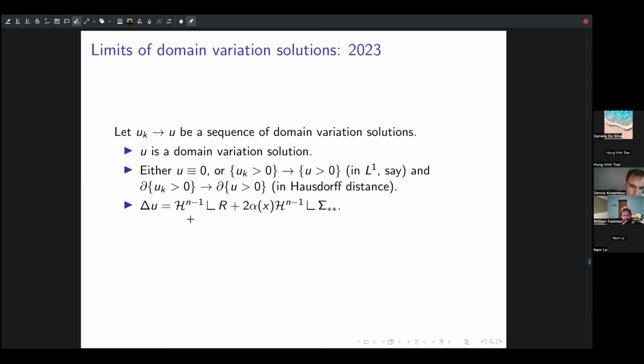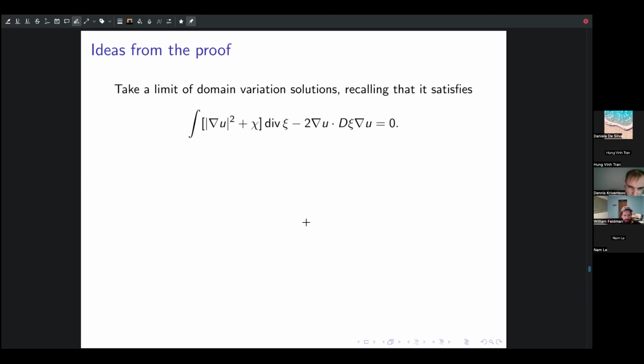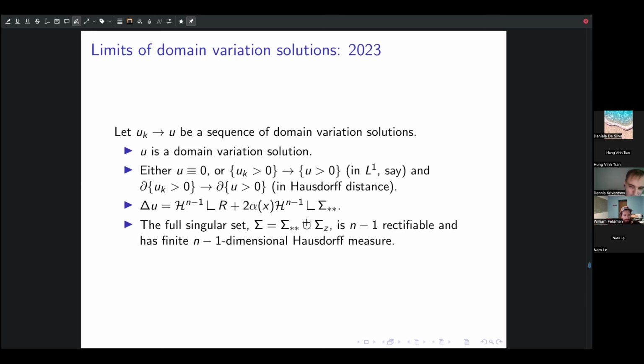We now have the formula for the Laplacian, which is the previous formula without those terms, so the measure there is zero. And the full singular set has locally finite n-1 dimensional Hausdorff measure and is rectifiable. This theorem is not saying that sigma z is codimension 2. I don't know how to prove that, but it is saying that it's at worst codimension 1 and it's rectifiable. I think this is much more usable than the previous theorem because we don't have this extra error term. It's what you would expect.